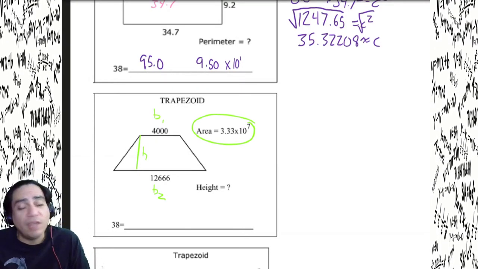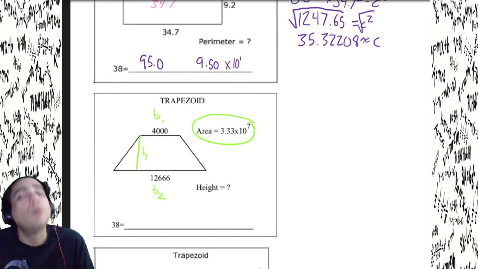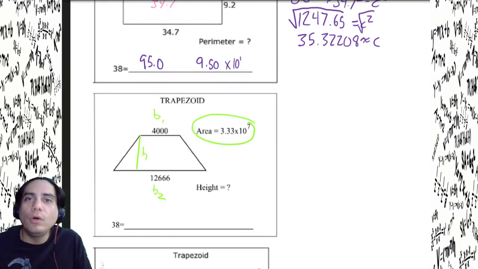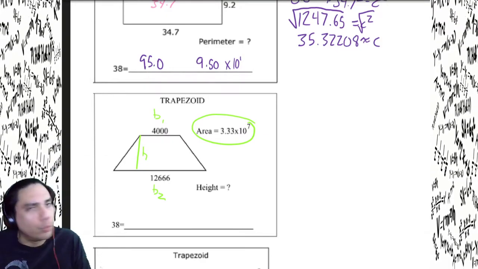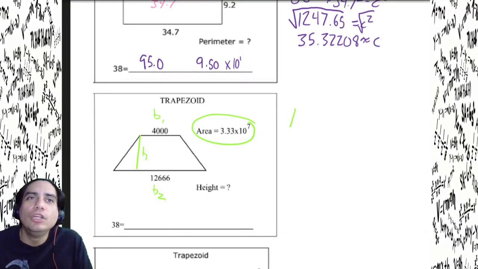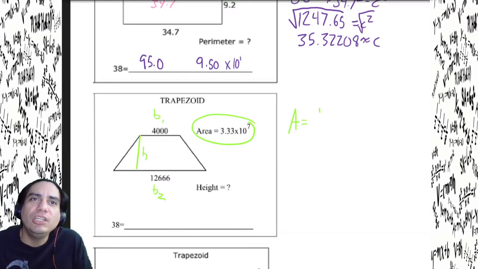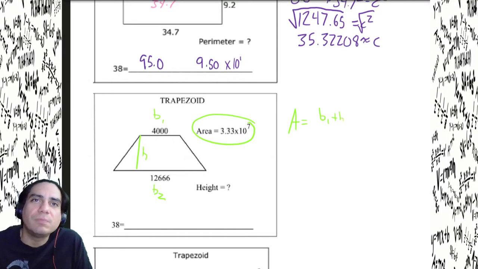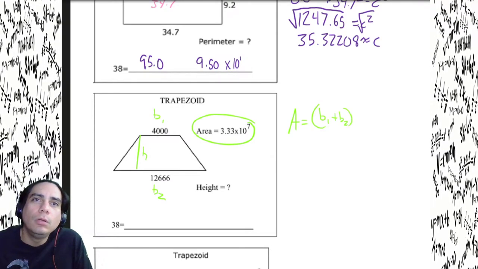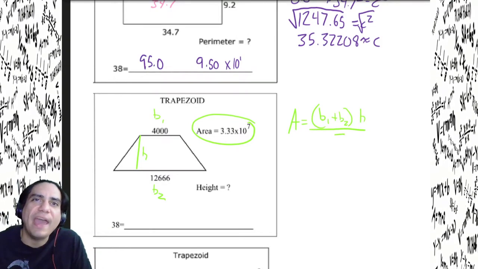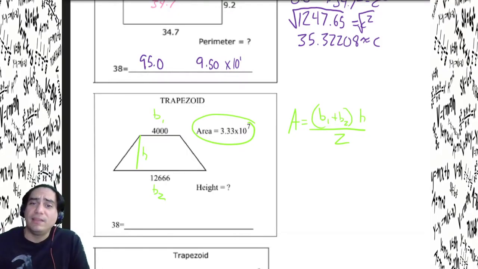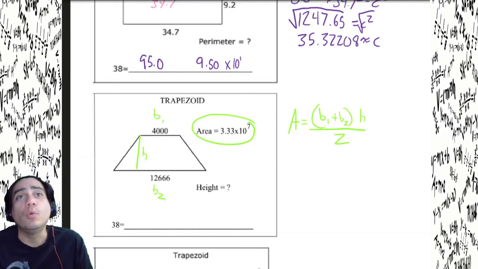So what we're gonna have to do is not work forwards here. We're gonna work backwards. But you know what? Hard work pays off, and we can do some of that hard work so we can go ahead and get these problems right. So remember our formula: area equals base 1 plus base 2 times the height. Cut it in half. Now we're looking for the height. So we gotta undo every single one of these bad boys.